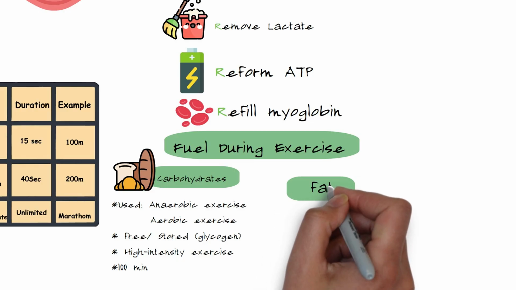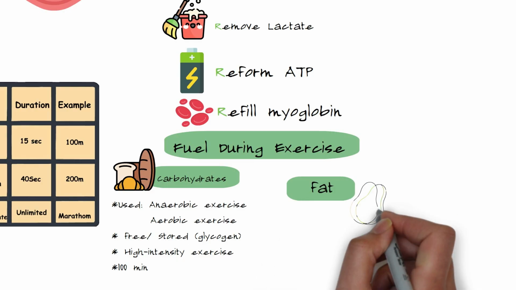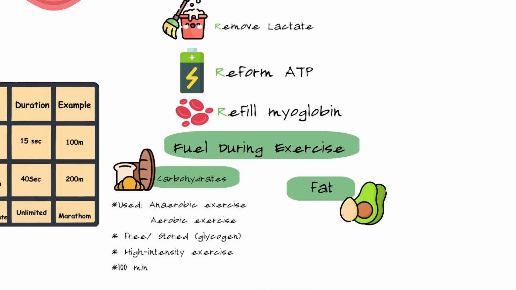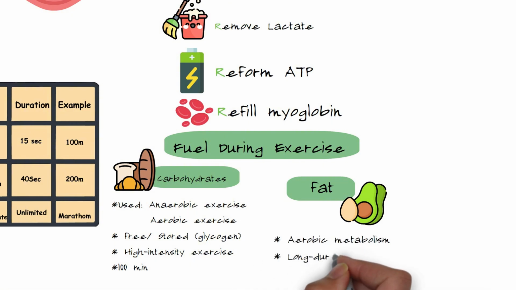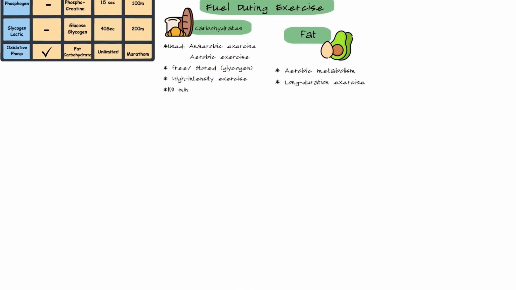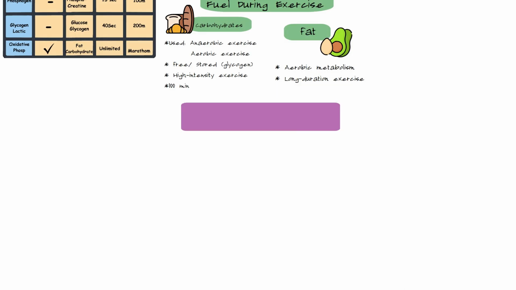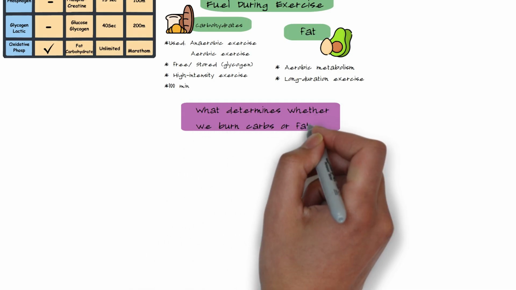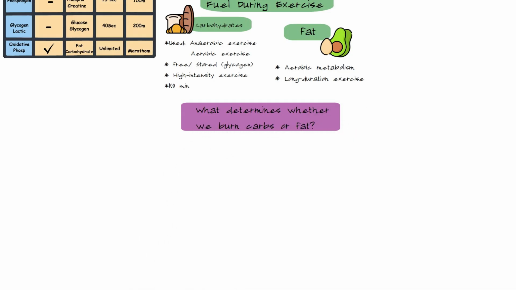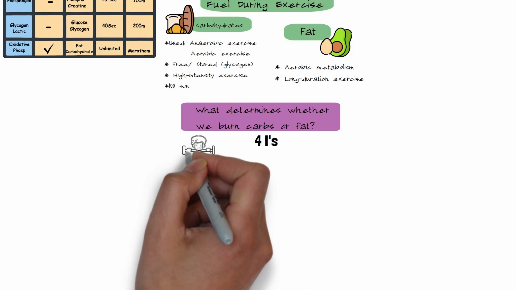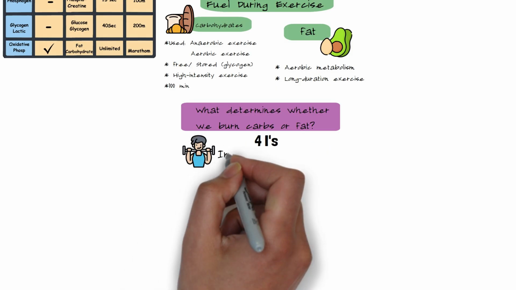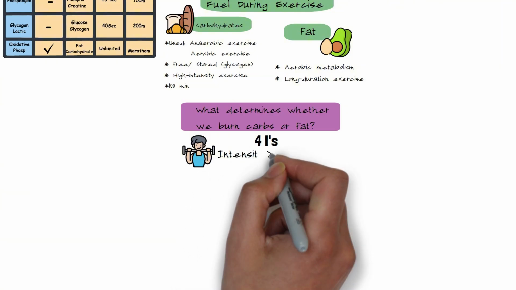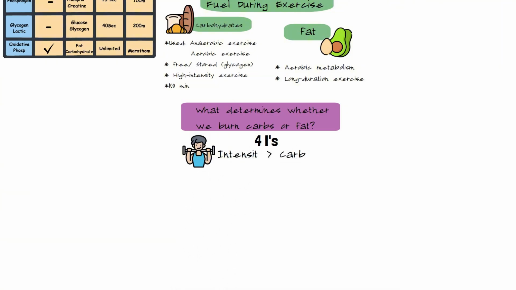So the question now is, when do we use carb and when do we use fat? To remember this, remember the four I's. Whether the muscle chooses the fat or the carb depends on the intensity of the exercise. For the maximum exercise, the carb is the best fuel, while for the moderate exercise, the fat is the best fuel.